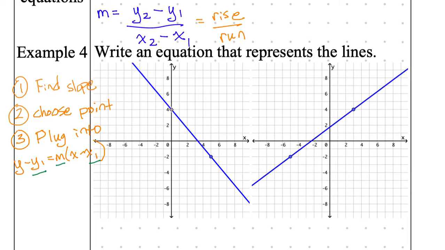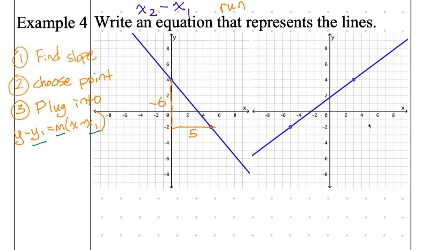So 1, 2, 3, 4, 5, 6. I agree. So it went down 6, and then right 5. 1, 2, 3, 4, 5. Went right 5. So did you also go left 5 and up 6? Yeah, you could have also said -5 plus 6. Either way, you'll still get the fraction -6/5.